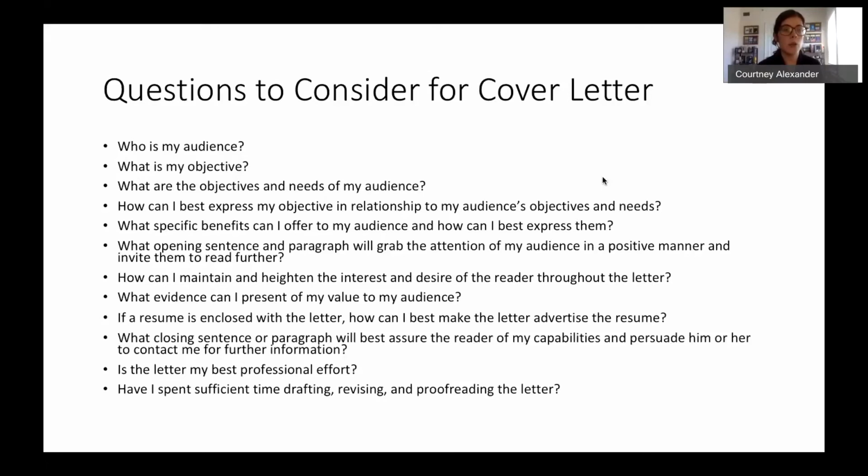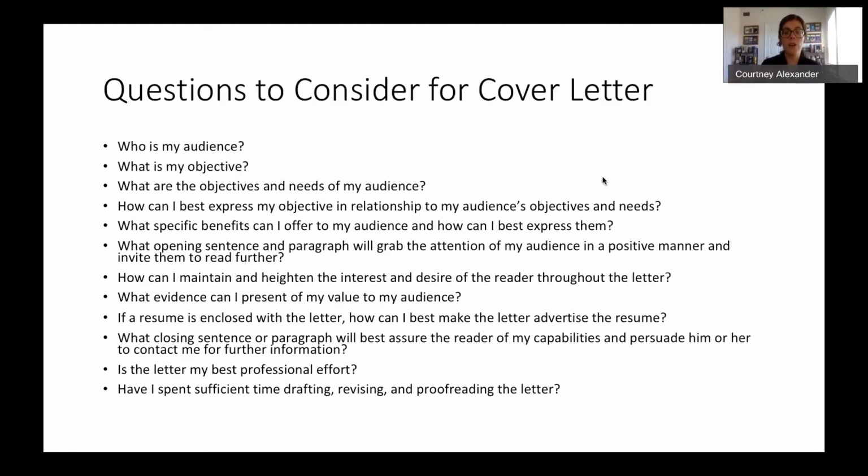Questions to consider. So who's my audience? Who's going to be reading this? Is it someone in HR? Is it a particular team manager? What is my objective? What are the objectives and needs of my audience? So what are they looking for? How can I best express my objective in relationship to my audience objectives?